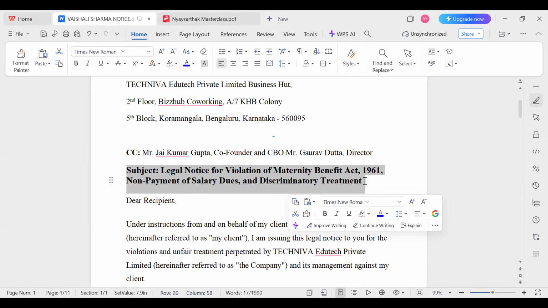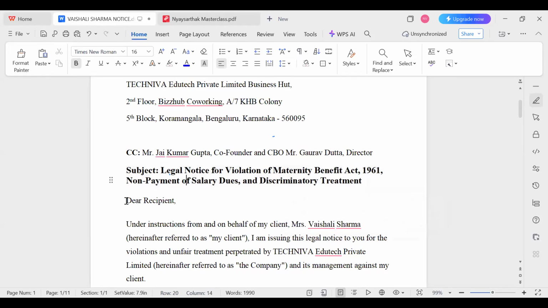I am giving you the broad summary of this case, the broad facts of this case. Due to pregnancy, our client was suffering a lot, so she was in need of funds. That's why she asked us to send a legal notice to the company demanding the money, the dues from the company.